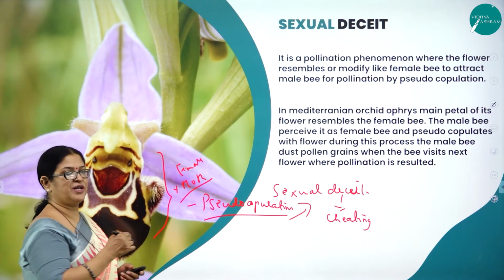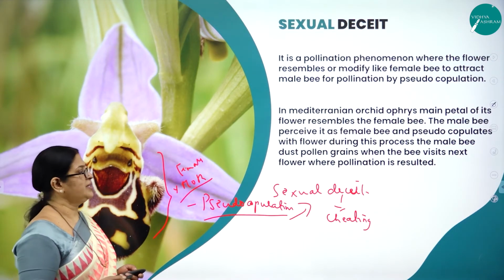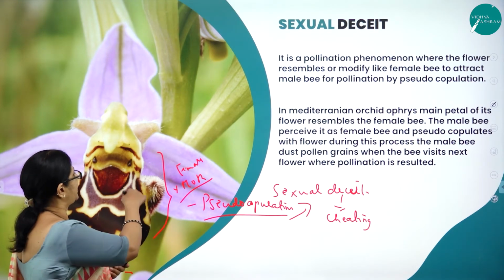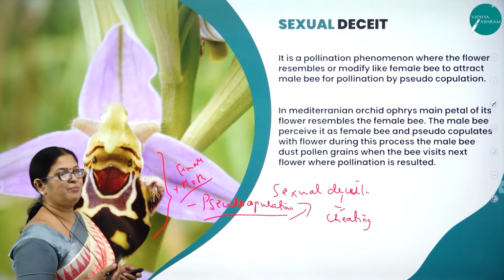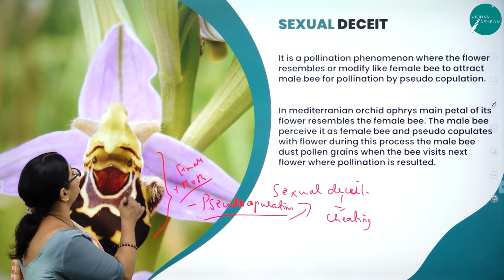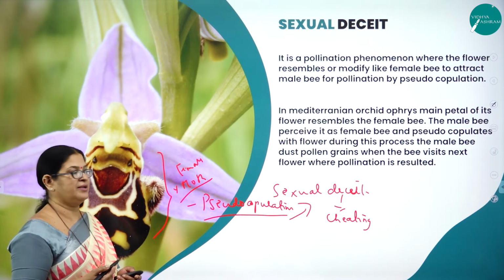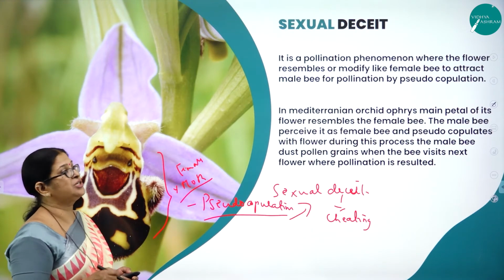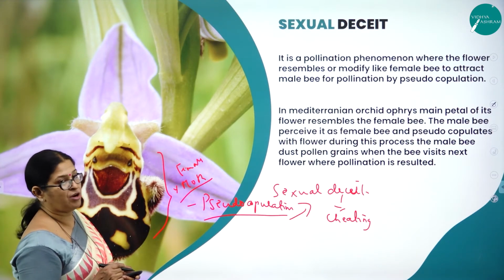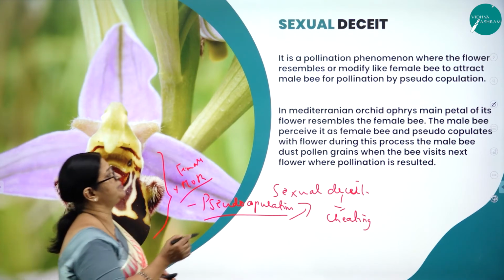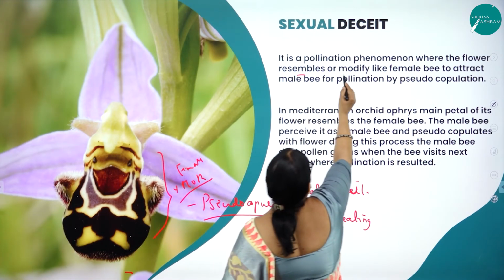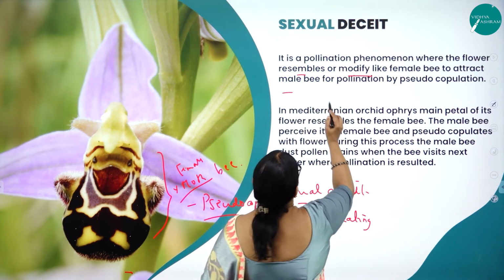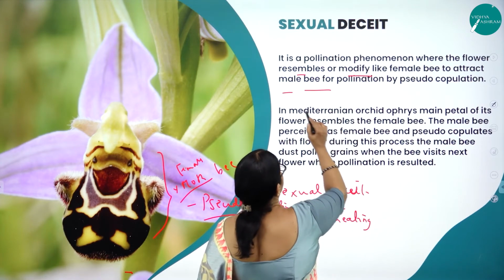So this flower is one type of cheating the male moth, and obviously the male moth will mistake it to be a female moth because the flower is designed in such a way. See what a beauty of this nature, right? See how it is not man-made. It is natural. So that is called sexual deceit. So what is sexual deceit? It is a pollination phenomenon where the flower resembles or gets modified like a female bee, to attract the male bee for pollination by pseudo-copulation.